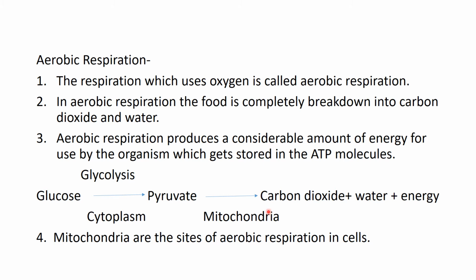What is mitochondria? If you recall, you have studied all these organelles in class 9. Mitochondria we call the powerhouse also. Why do we call it the powerhouse? Because the energy is released here during respiration. So mitochondria are the sites of aerobic respiration in cells. And this energy which we get is stored in the form of ATP molecules.